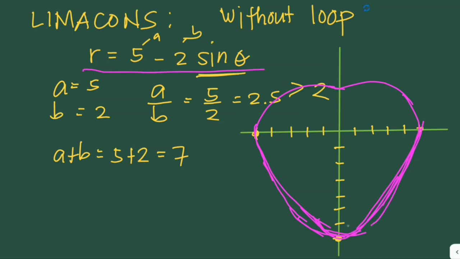It would be perfect if you assign values to your theta, because then you can plot all of the points and get a perfect graph. All right, that's all for now. I hope you now have ideas on how to identify limacons and how to graph them. I will be discussing how to graph rose curves and lemniscates in the next videos.